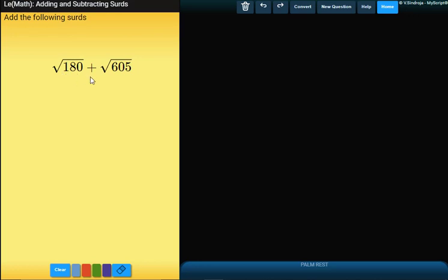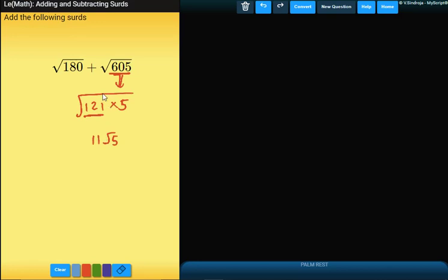Let's look at it. Root 605, what's that going to be? That's going to be 5 times 121, so that is equal to 11 root 5. If you've practiced simplifying surds, you'd recognize how to do that. 121 is a square number that goes into it, and it goes into it 5 times, and the square root of 121 is 11, so that can come on the outside.